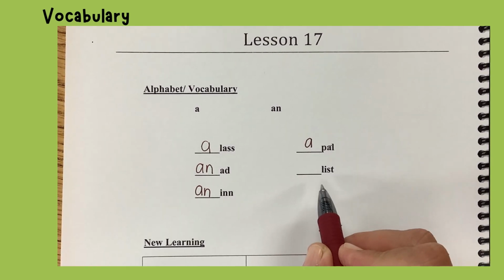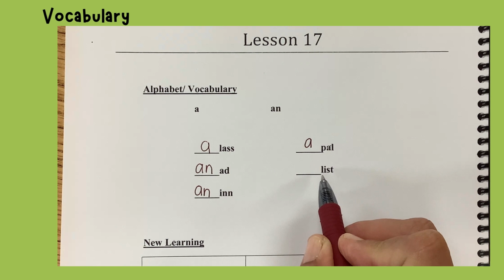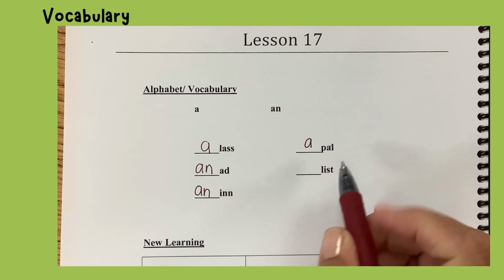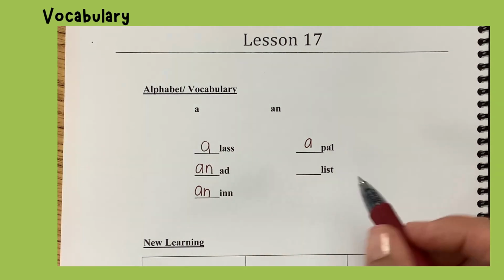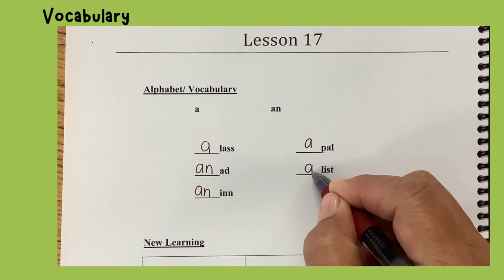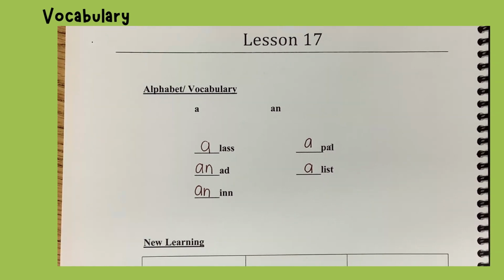Next word is list. List starts with L. Is L a vowel sound or a consonant sound? Yes, it's a consonant sound. So we're going to use a. A list. Both pronunciations are correct.